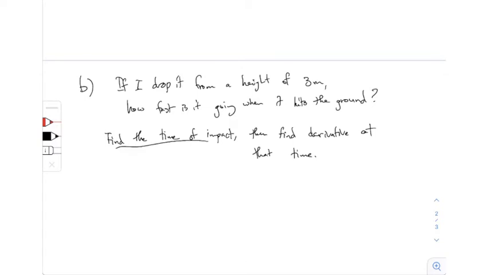Anyone like to suggest how we could do that? Remember, my master formula that I'm using here is the distance is 4.9 t squared, right? The distance after time t is 4.9 t squared. How could I find, really what I want to know is at what time does the distance become 3, right? How would we do that?